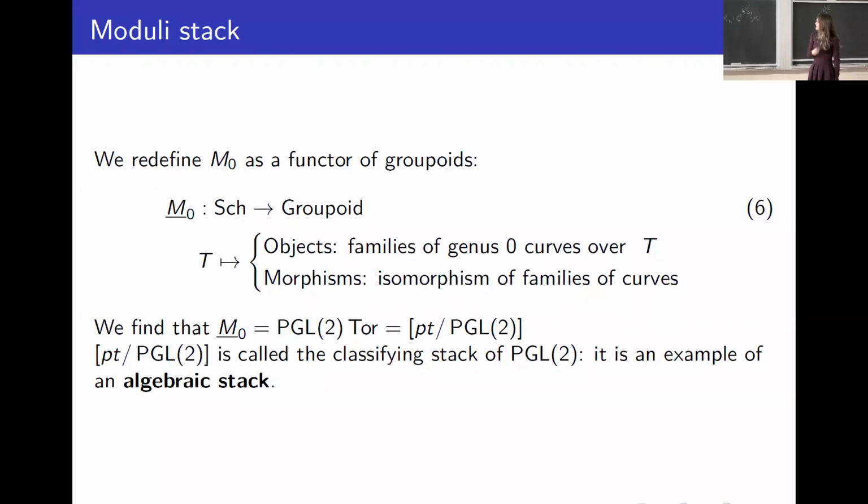Okay, here's my reformulation. Now I'm going to take in a scheme and I'm going to spit out the following groupoid. Its objects are families of genus zero curves and its morphisms, okay, are isomorphisms of curves. So in particular, notice that I'm not considering the set of isomorphism classes. I've completely gotten rid of that.